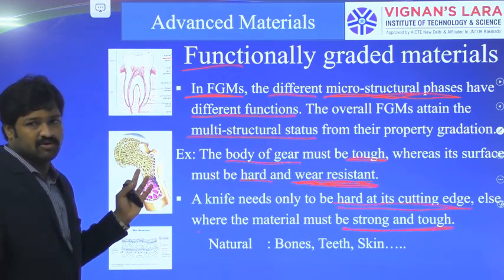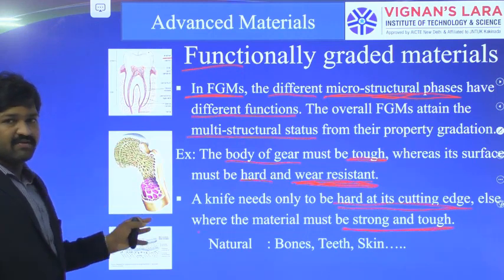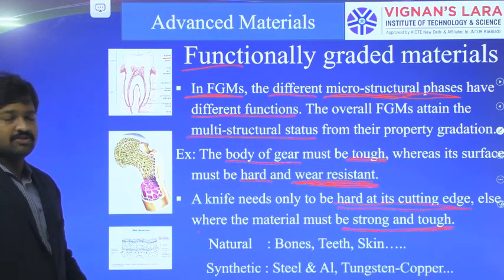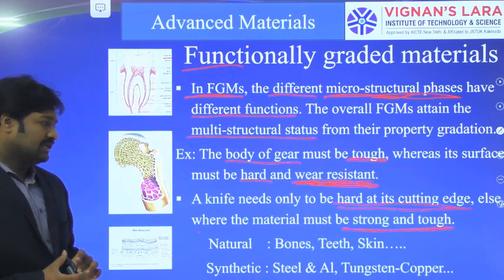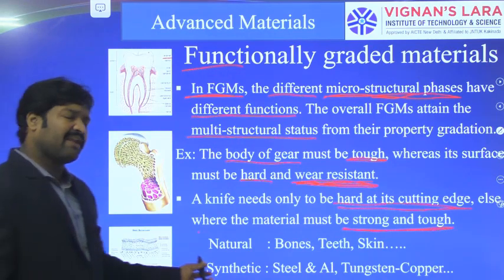Similarly, our bones also. In our bone, the calcium is surrounded by flesh. So these are the naturally available functionally graded materials. For synthetic materials, some examples are the steel and aluminum combination, similarly tungsten and copper combinations. Similarly, there are a number of materials.